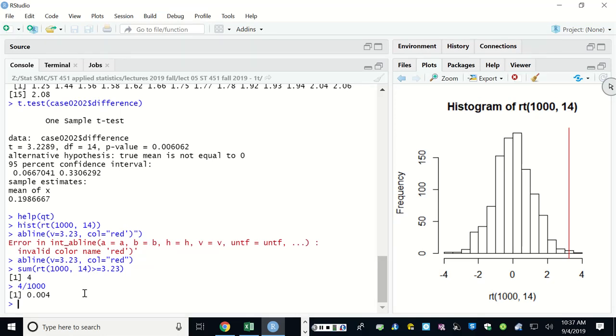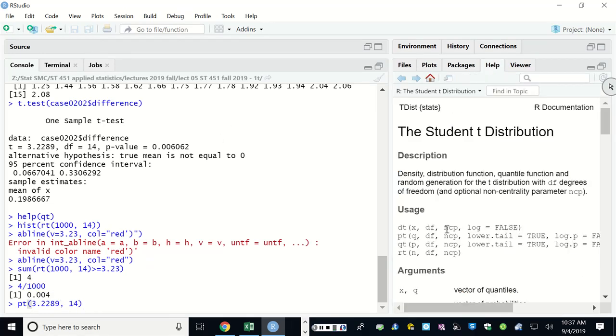Right? So this pt command is the probability we're less than or equal to the value. So if we put in the 3.2289 and degrees of freedom of 14, this help file tells us, right? We need, for the probability of t, a value, a quantile, and a degrees of freedom. Lower tail, so you could tell it lower.tail equals false, and it would calculate the upper one. I usually don't think about doing that.